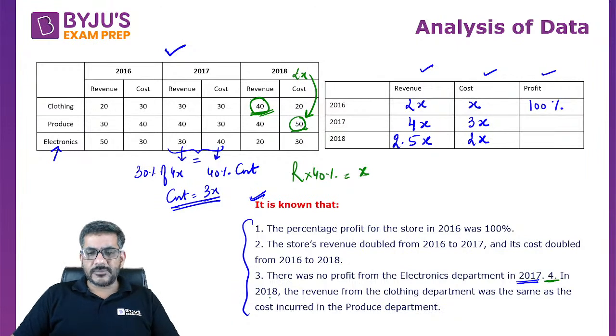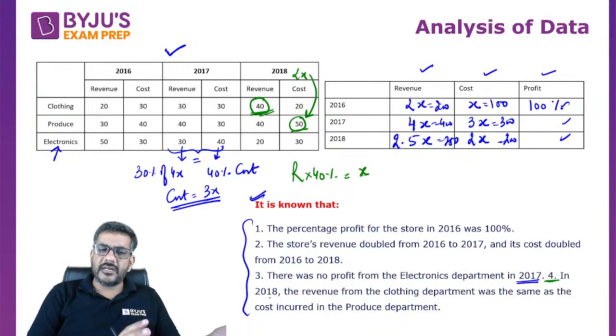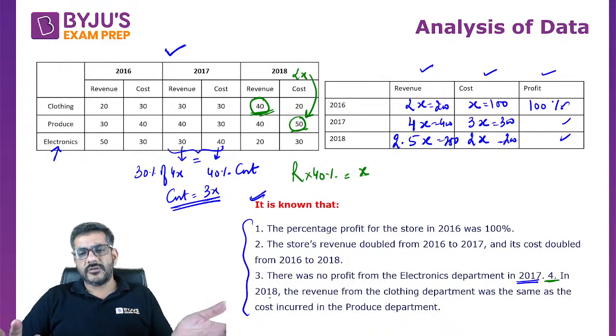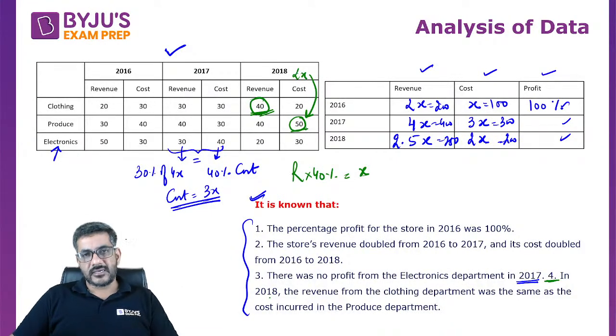To understand things better, I can say that the value of x, let's assume it to be 100. If this is 100, this would be equal to 200, this is equal to 300, this is equal to 400, this is 200, this is 250. I can get the profits as well, or you can write them in terms of variables as well. That's completely up to you. Whatever is more comfortable to you, keep writing that and just answer the questions on the basis of that info.